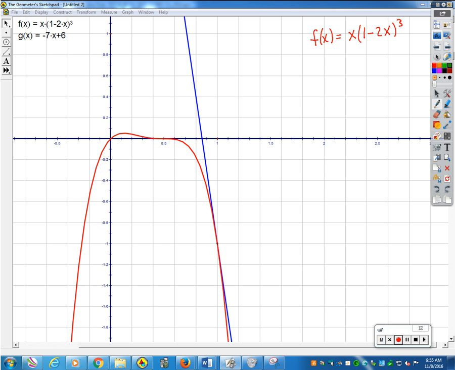Everyone in the room who knows how to find the slope of the blue line, please raise your hand. We're missing people. We're about three quarters now. Alyssa. We need to find f prime. How many knew that we needed to find f prime?